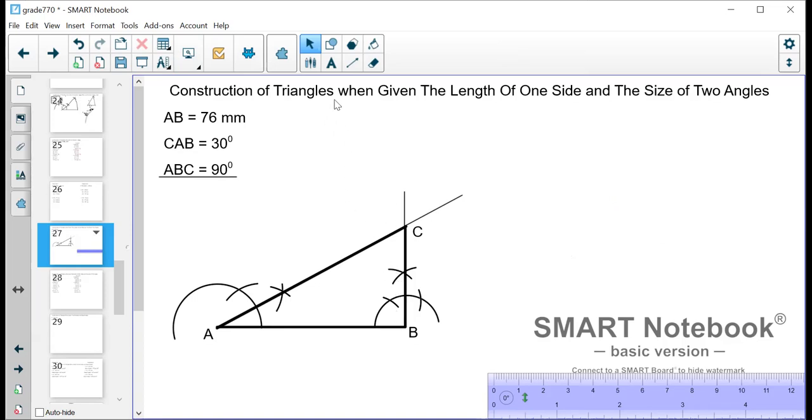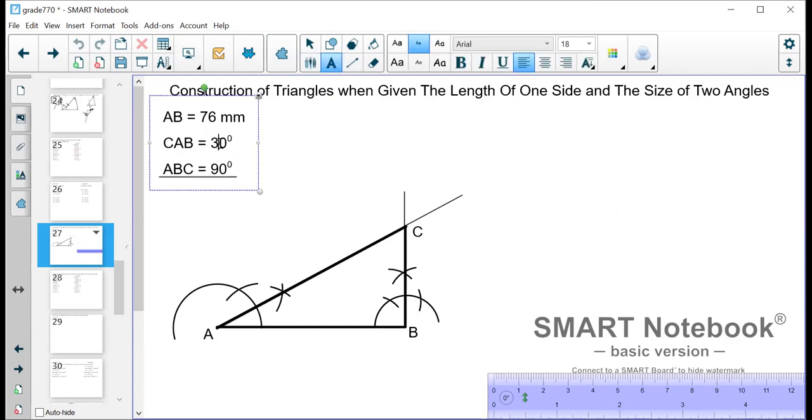Now, variations will occur in this construction where the size of these angles will change. I will give you a little sketch of what they would look like when the angles change. So let's say this here changed to 60 degrees, and this one changed to 45 degrees.